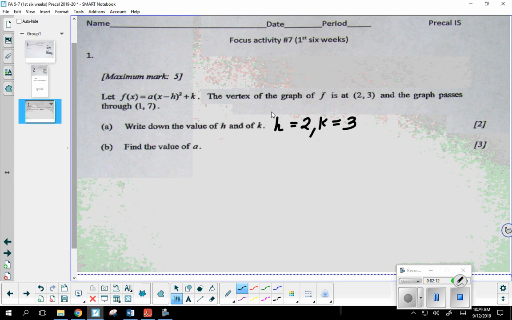The vertex is always labeled as h, k because x and y are what we call generic variables that have to be there as part of the equation. Okay, so that one's pretty easy. We got 2 points. But now find the value of a. So I want to find the scale factor responsible for the dilation. Well, what can I do? Yeah, just plug it in.